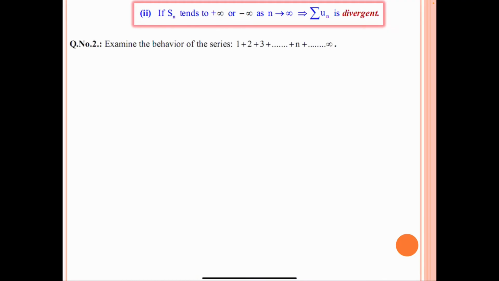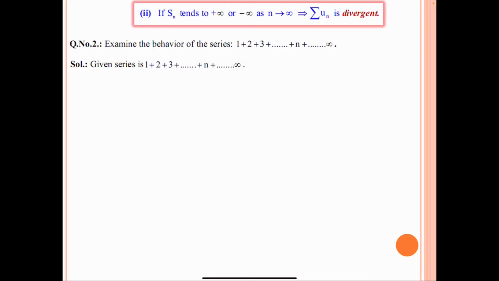Examine the behavior of the series 1 plus 2 plus 3 plus and so on up to infinity. So what is the given series? 1 plus 2 plus 3 plus and so on up to infinity. So first step, write Sn. Sn means nth partial sum. So in this case, what is Sn? Sn is 1 plus 2 plus 3 plus and so on plus n.